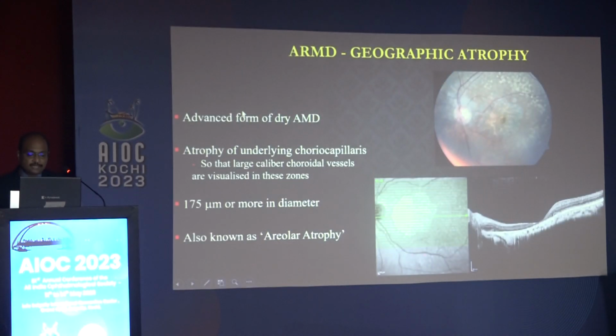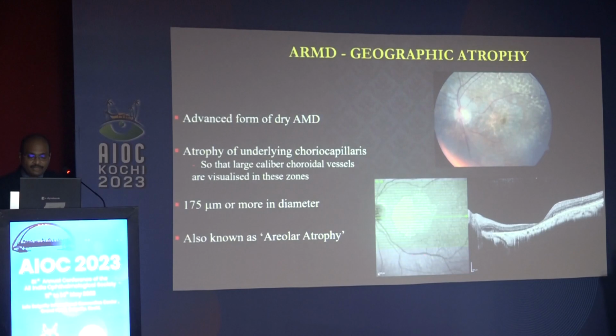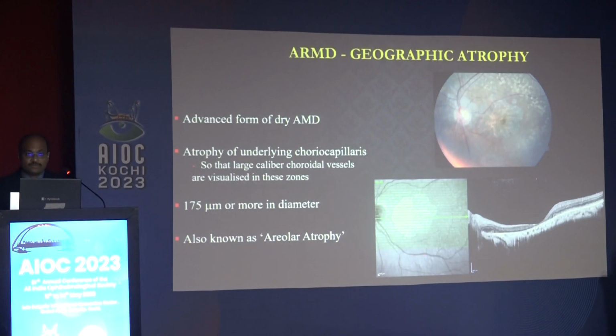Geographic atrophy is an advanced form of dry degenerative AMD. This is atrophy of the RPE and the underlying choriocapillaris, so that because the choriocapillaris layer is no longer there, the larger bore choroidal vessels are seen through. To be called dry AMD or geographic atrophy, you need to have at least 175 microns or more. So if somebody asks you in the exams, this is the number you have to quote. They're also known as areolar atrophy.